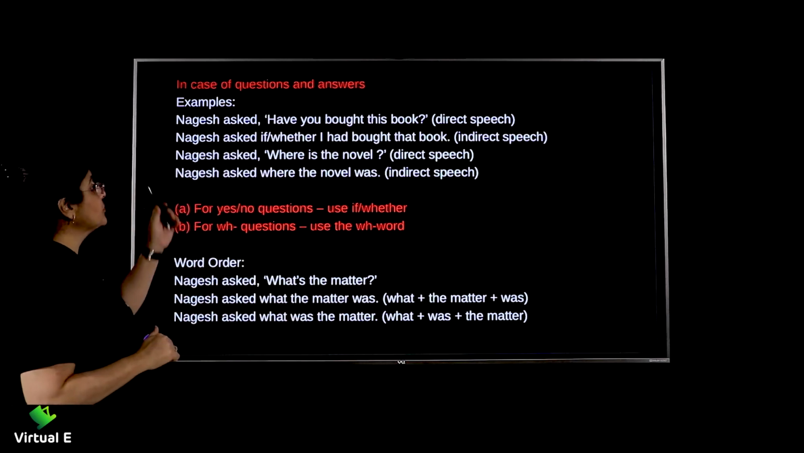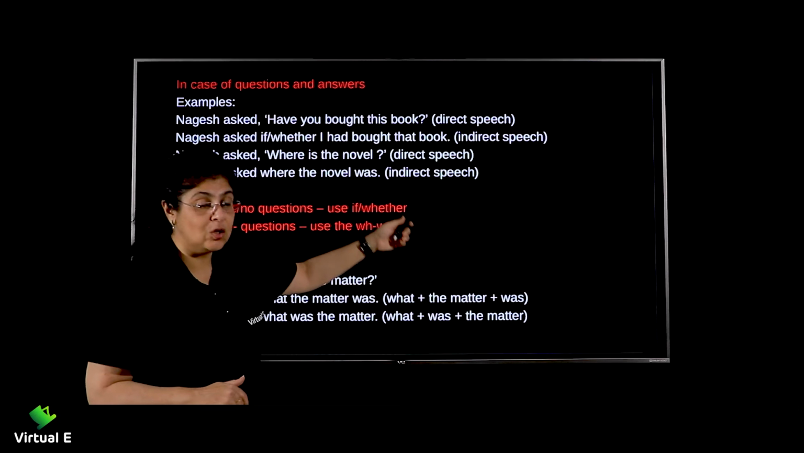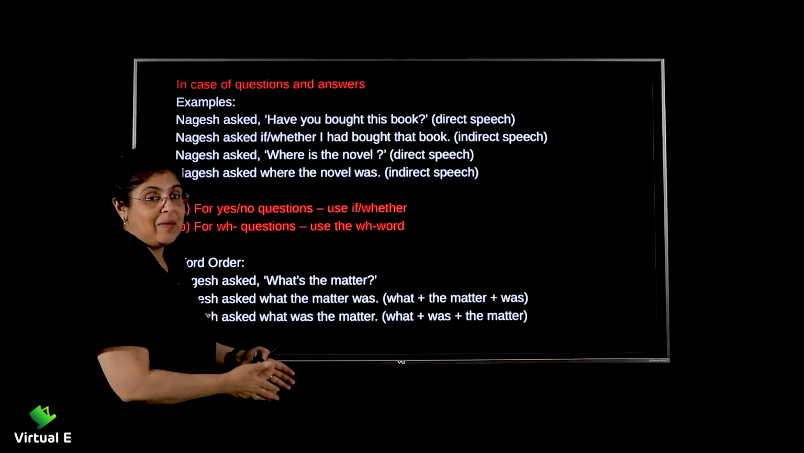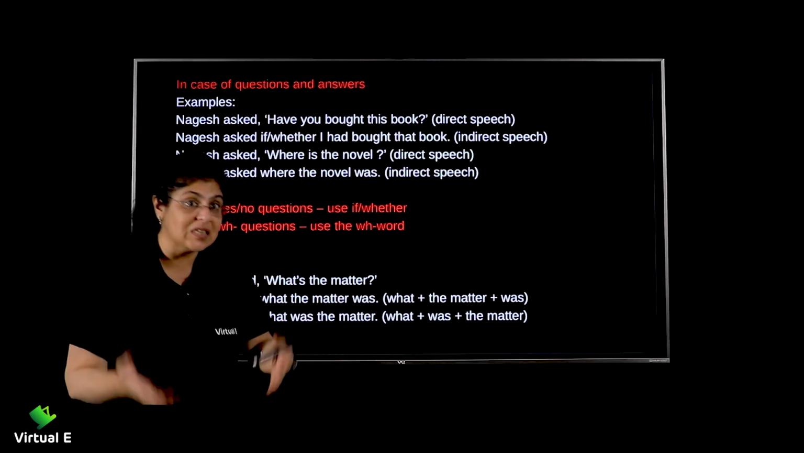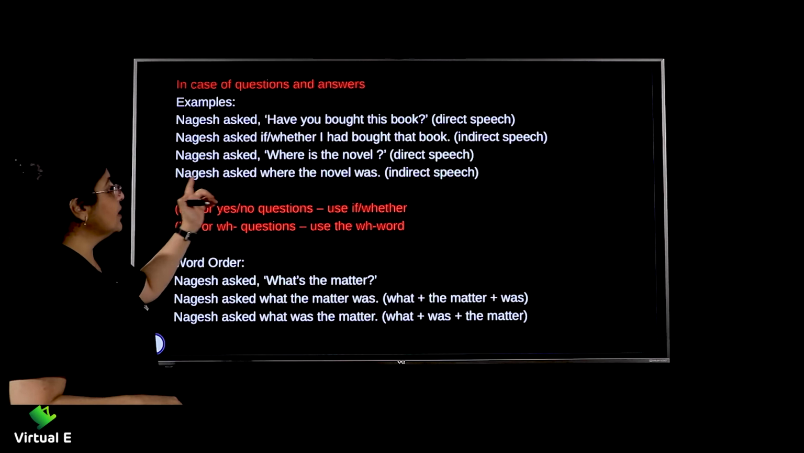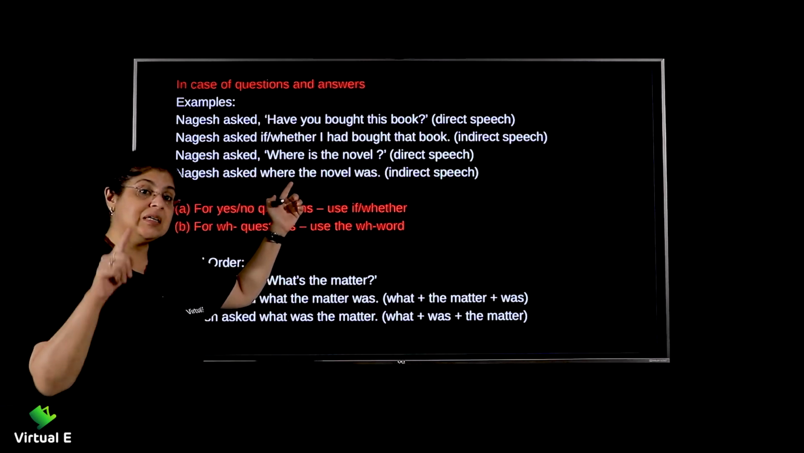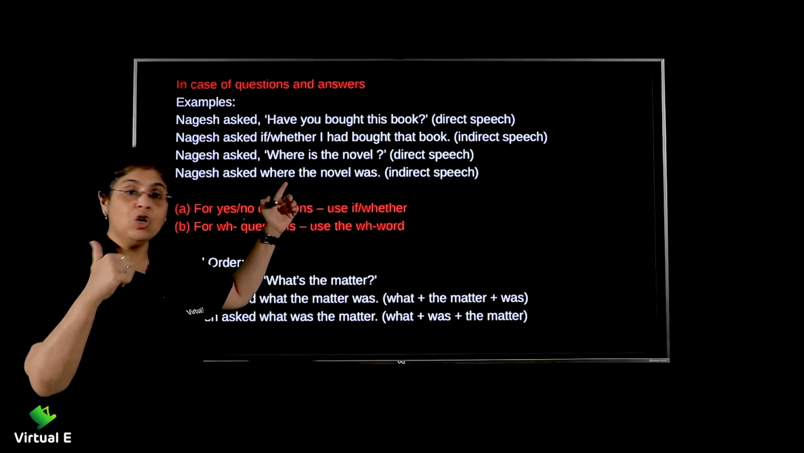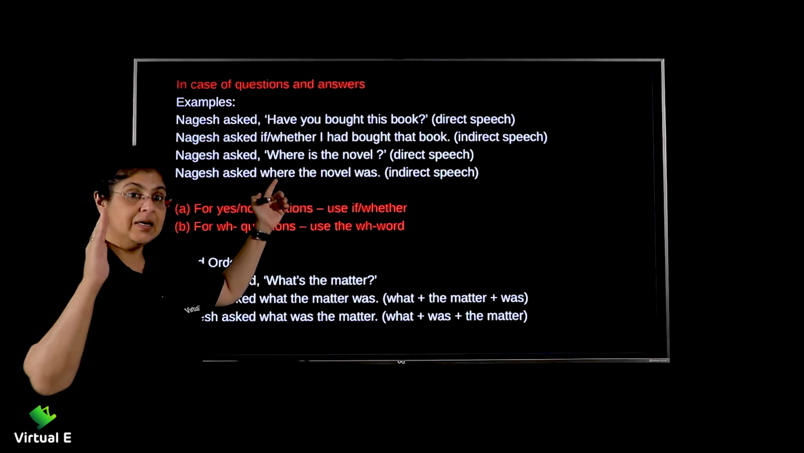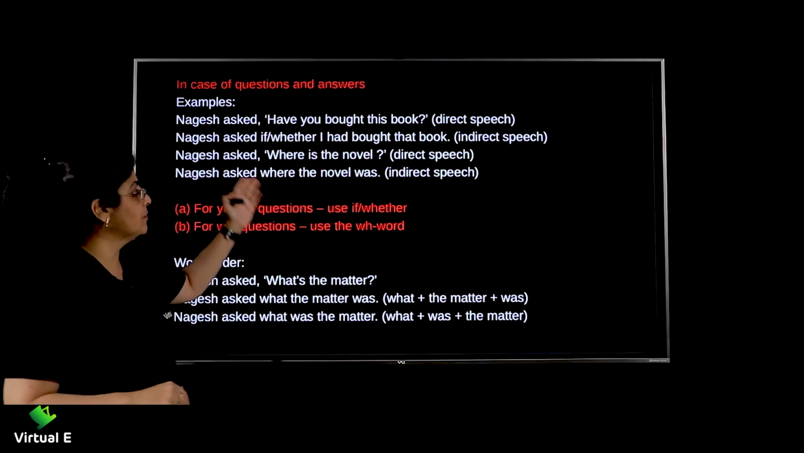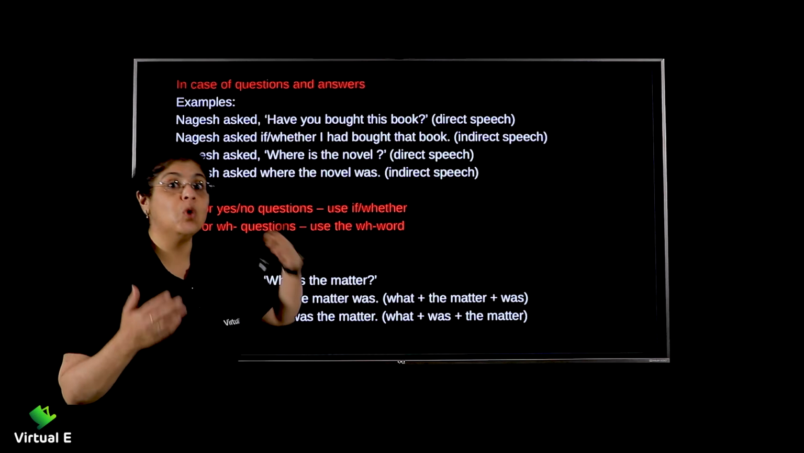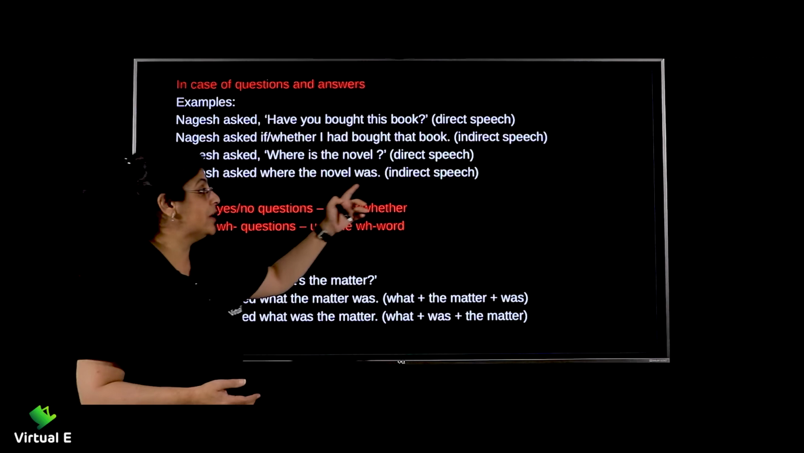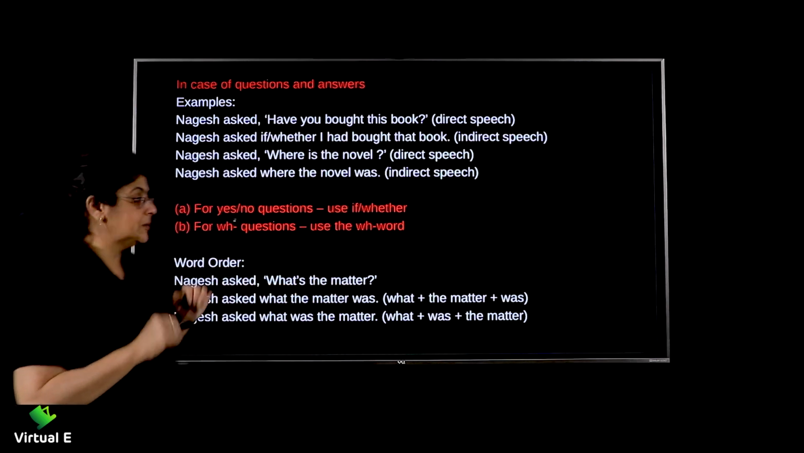So, please remember. Nagesh asked, where is the novel? Now, you will not answer yes or no. You will tell him the novel is in the bag or the novel is on the table. You will have some answer. In that case, Nagesh asked, where? You will keep the WH word. You will not add any conjunction. No that, no if, no whether. WH word, no conjunction. Where the novel was. Is will become was. Simple present to past and full stop, no question mark.